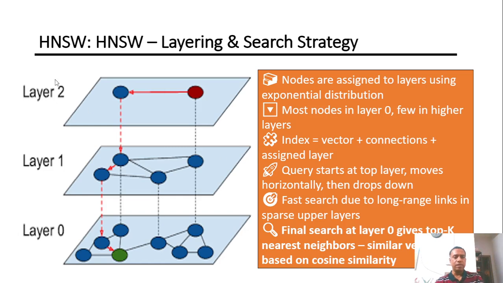So a query would typically start, right? Now this is your search strategy. The query would typically start with the top layer. That is how it starts. It looks at the most recent insertion of the node, and from there it becomes the starting point and goes to the nearest neighbor. If that is exhausted, it moves to the next layer and keeps moving till the bottommost layer. The final search at layer 0 will give us the top k nearest neighbors, which are similar vectors. This is based on cosine similarity. That is how you will get your top k vectors.